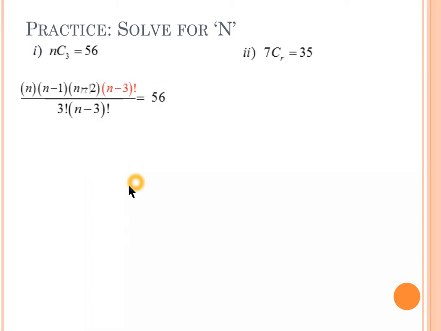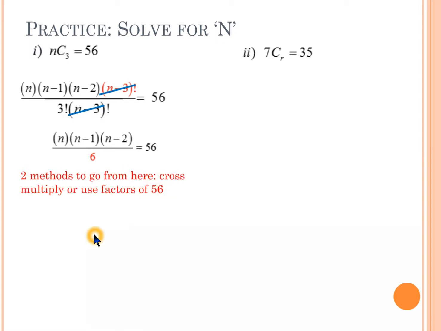So what that means is I expand the numerator here, n times (n minus 1) times (n minus 2) times (n minus 3) factorial. I stop there, and I'll notice that this (n minus 3) factorial on the denominator will factor out with the (n minus 3) factorial on the numerator. And if I do that, I get this. And 3 factorial is simply going to be 6. So now you need to solve this mathematical expression right here.